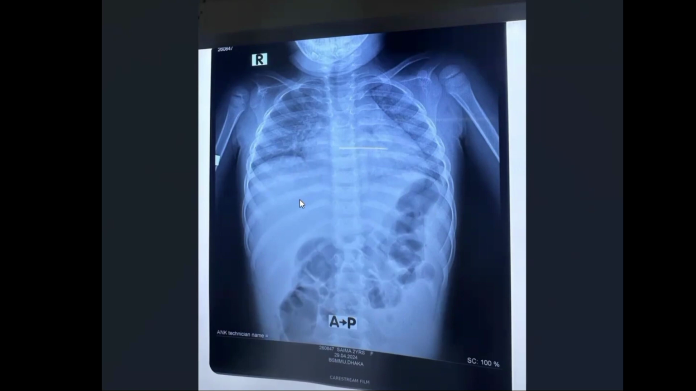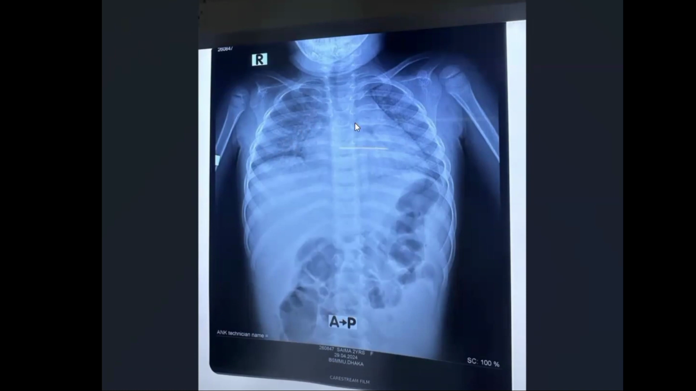And domes of the diaphragm, both domes of the diaphragm seem in normal position, and cardiophrenic angle and the costophrenic angle appear normal, and both lungs are homogeneous or normal in size and shape. Both lung fields are homogeneously normal, or we can say if there is patchy opacity, here there are some patchy opacities in the right lung, right?